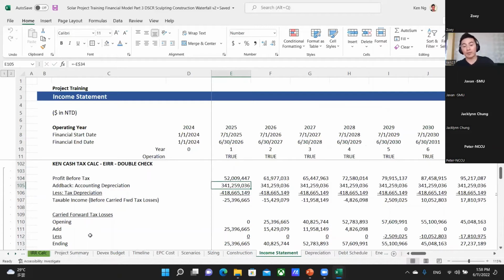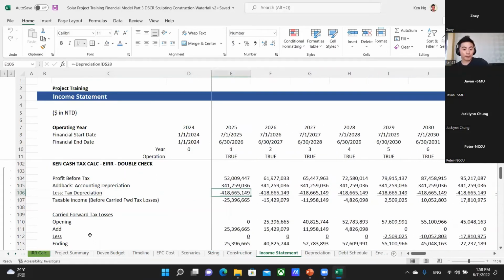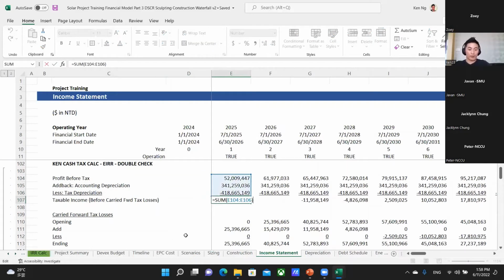So for accounting purposes, the accounting GAAP standard has a set of rules for how you depreciate your asset. And then with the Taiwan Tax Authority, you have a different set of rules on how you depreciate your asset. And then that gets you your taxable income to report to the Taiwan Tax Authority.